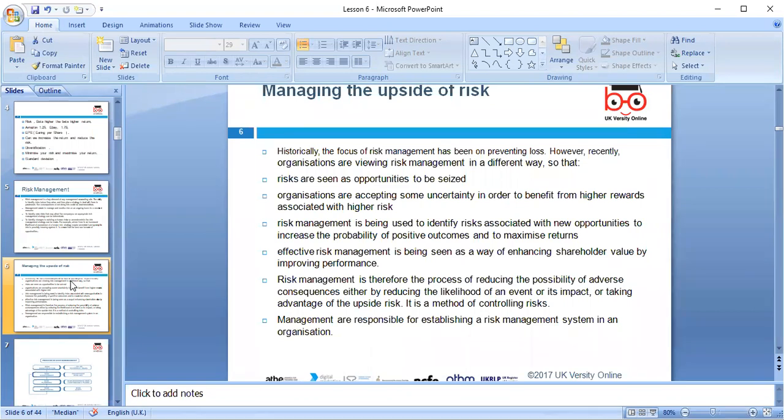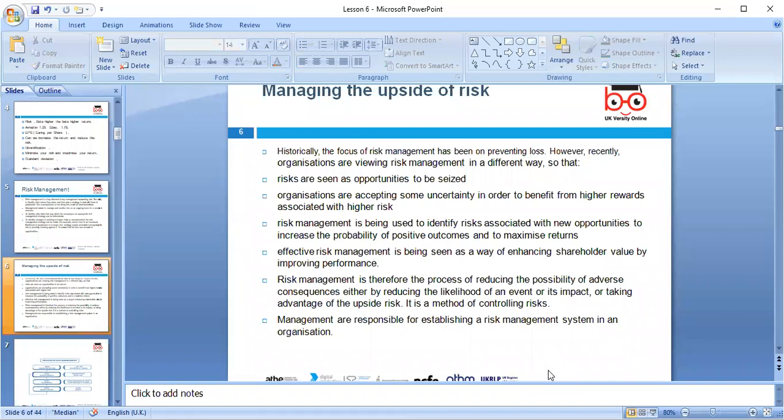Whatever we do in life, we have some risk, so we have to make sure we manage it. Risk management is used to identify the risks associated with new opportunities, increase the probability of a positive outcome, and maximize the return. Effective risk management is seen as a way of enhancing shareholder value. If the company is investing in any new project, every business should focus on maximizing the return to the shareholder. Wealth maximization is crucial.